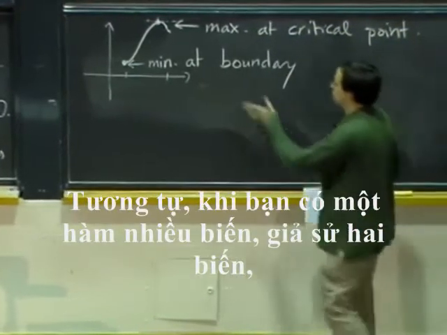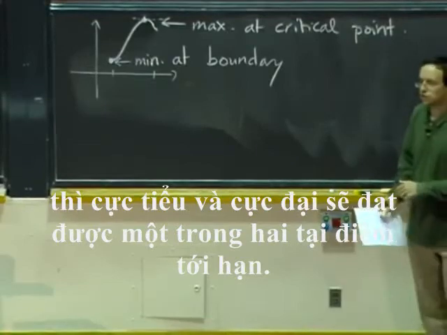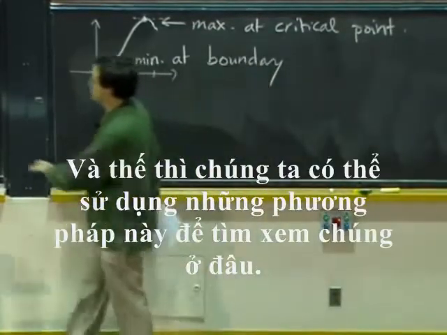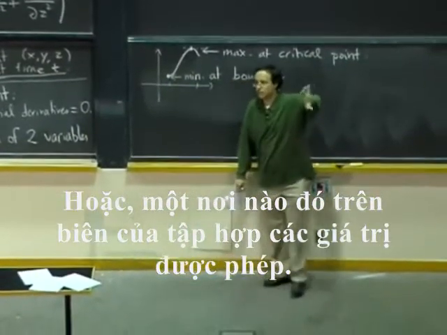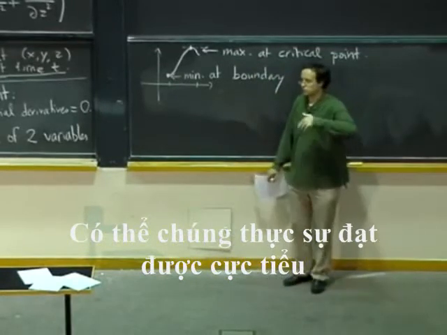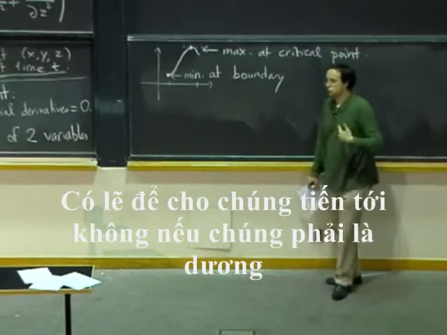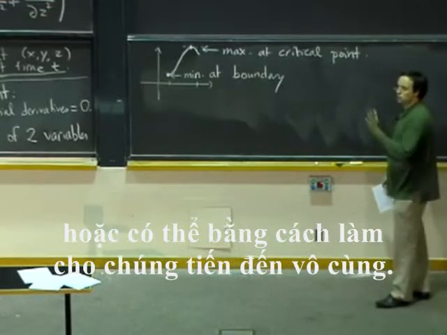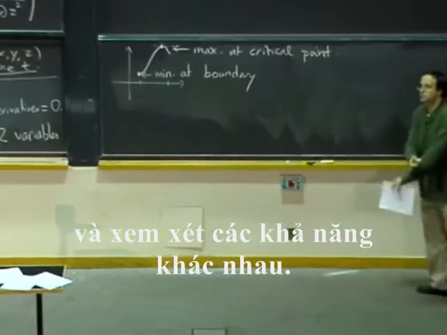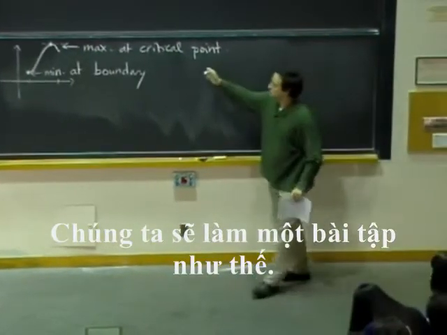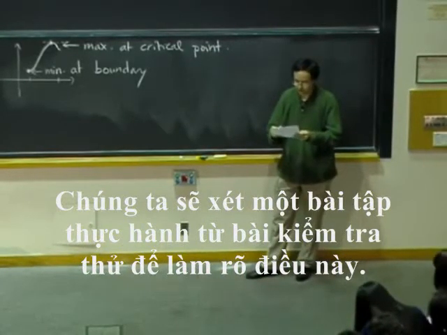So similarly, when you have a function of several variables, say of two variables, then the minimum and the maximum will be achieved either at a critical point, and then we can use these methods to find where they are, or somewhere on the boundary of the set of values that are allowed. It could be that we achieve a minimum by making x and y as small as possible, maybe letting them go to 0 if they had to be positive, or maybe by making them go to infinity. So we have to keep our minds open and look at various possibilities. We're going to go over the practice problem from the practice test to clarify this.